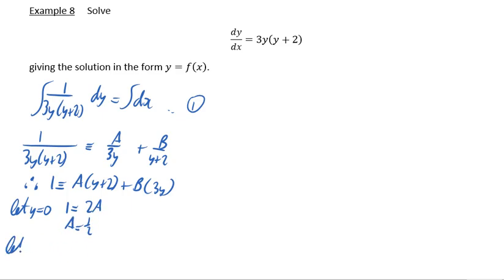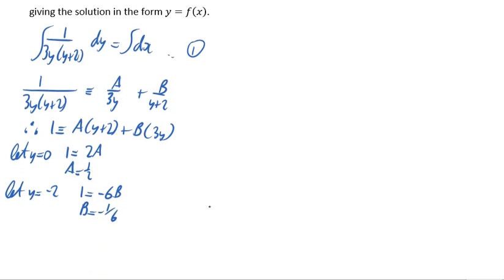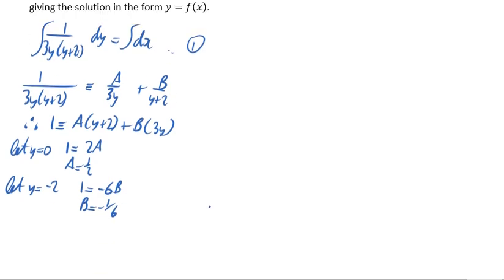And also let y equal to minus 2, which means 1 is equal to minus 6b. So your b is equal to minus 1/6. So you've got your a and you've got your b. We can then go on and rewrite your equation 1. So just about left that on there. I'll get my equation 1.